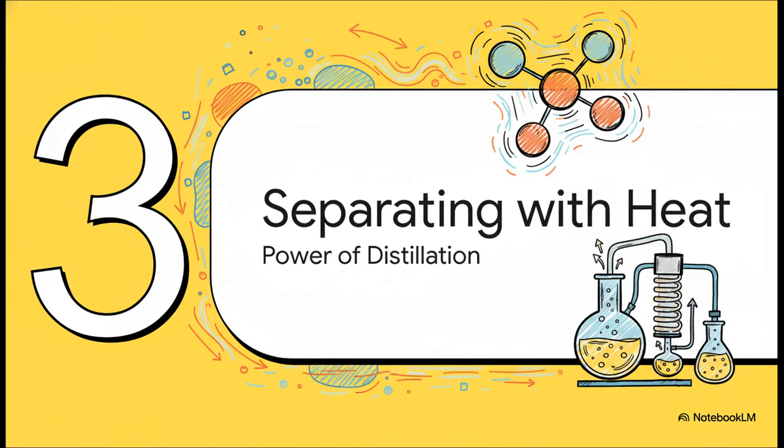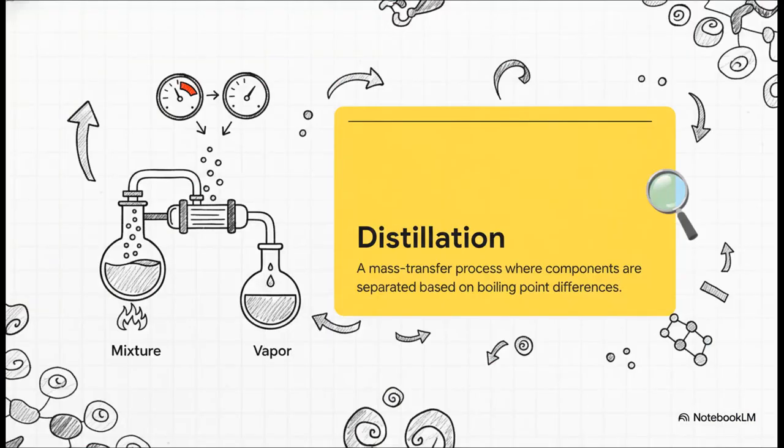So let's zoom out now and see how we harness those rules to perform one of the most critical industrial processes in the entire world, distillation. So, what is distillation? At its heart, it's just a really clever trick using mass transfer. It all comes down to a simple fact. Different liquids boil at different temperatures. So you take a mixture, you heat it up, and the liquid with the lower boiling point turns into a vapor first.